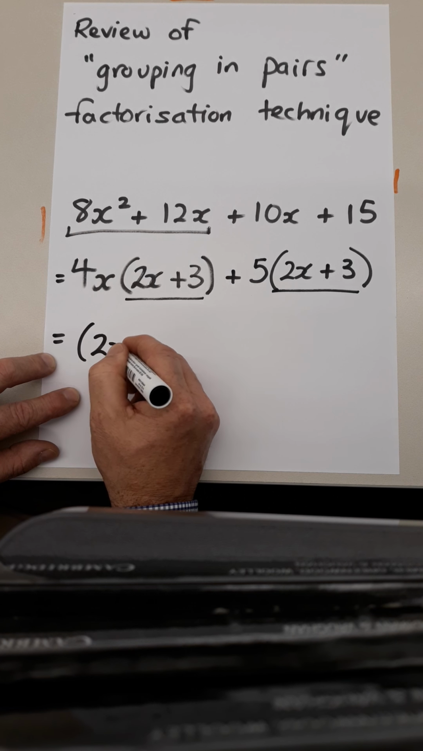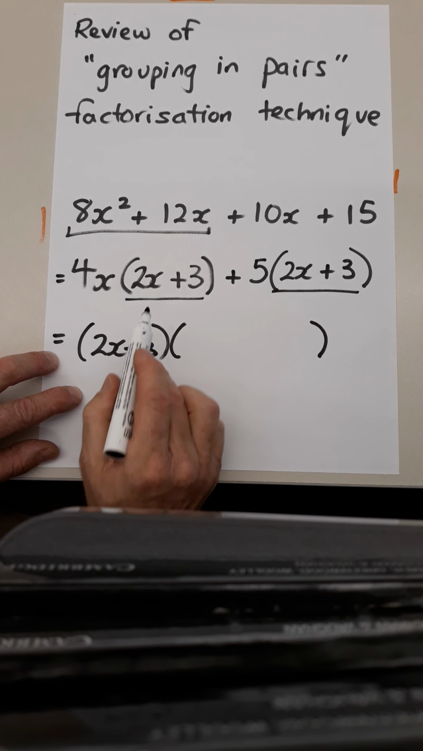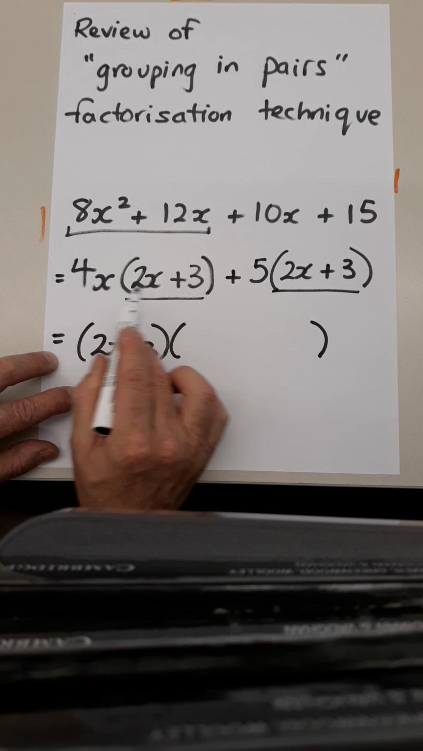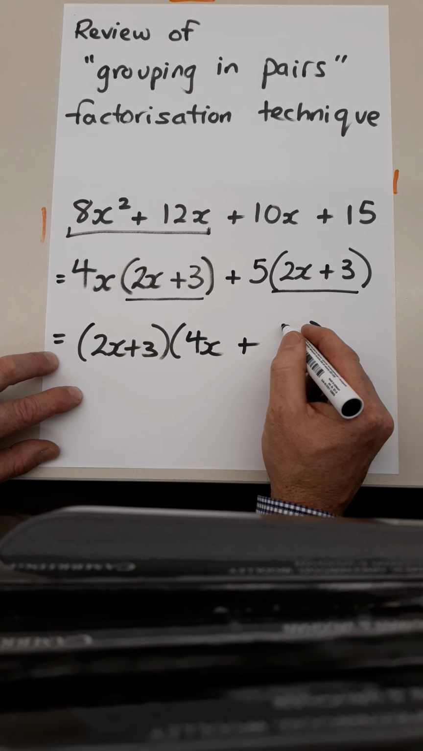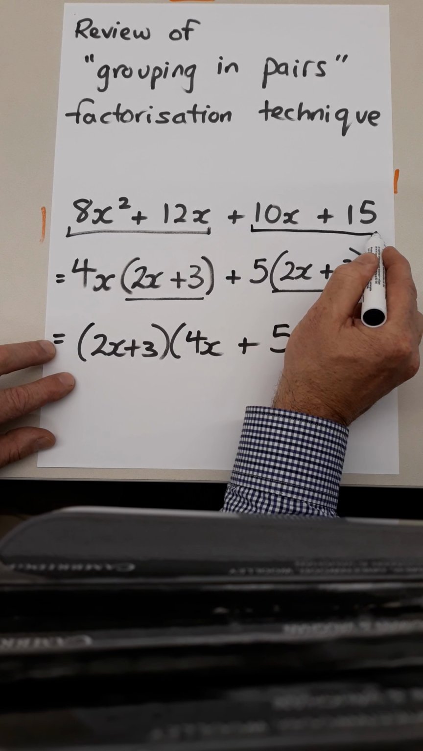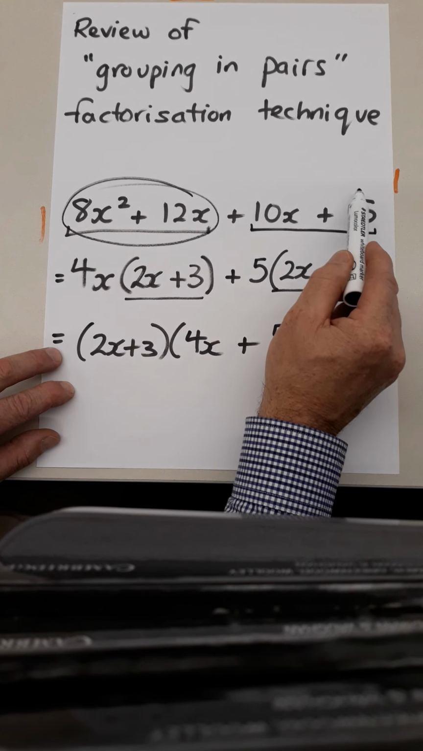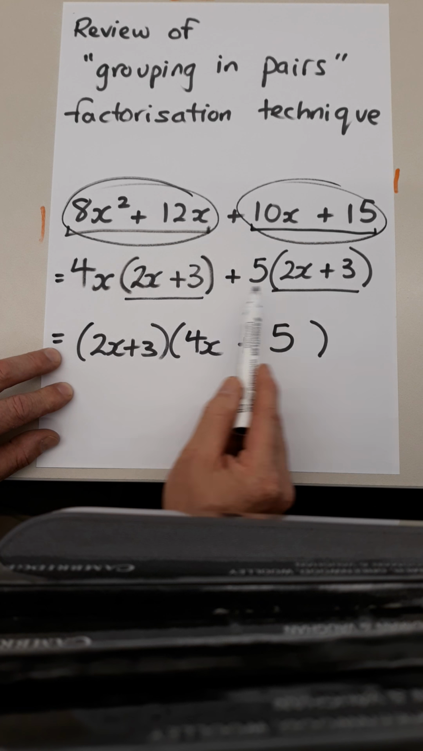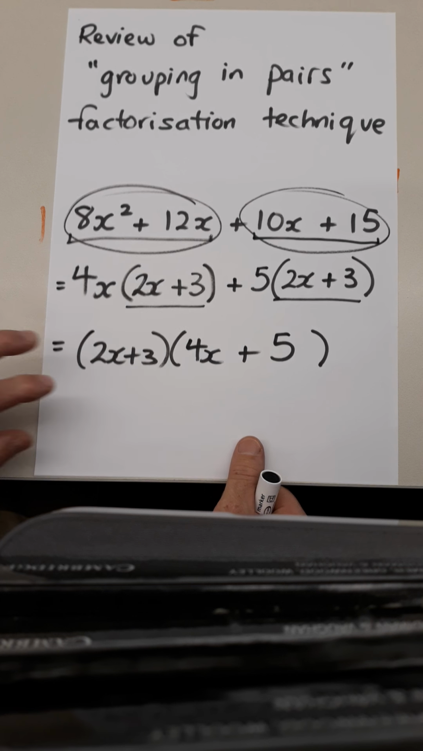So we factorise that out. Having taken 2x plus 3 out of this first term, we're left with 4x plus 5. So that's how we factorise by grouping in pairs. First factorise the first pair, then the second pair. Having done that, factorise your next line to get your final answer.